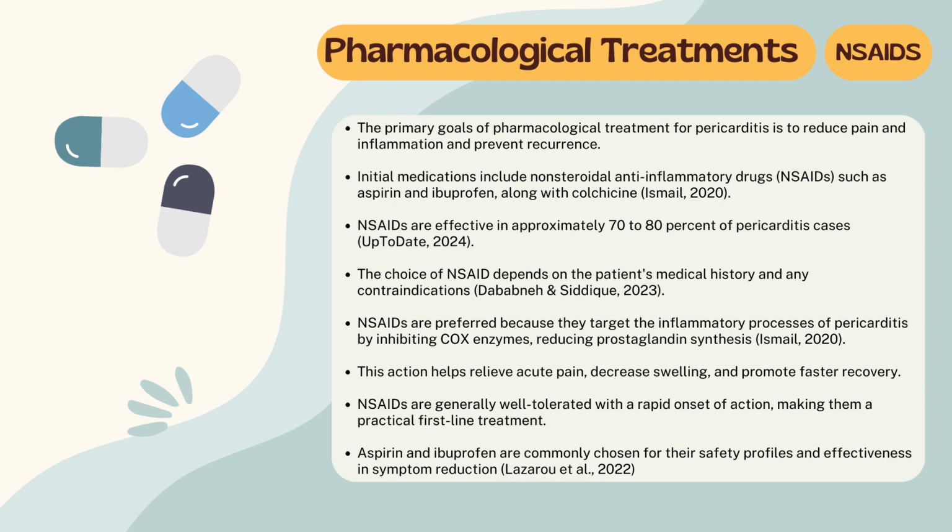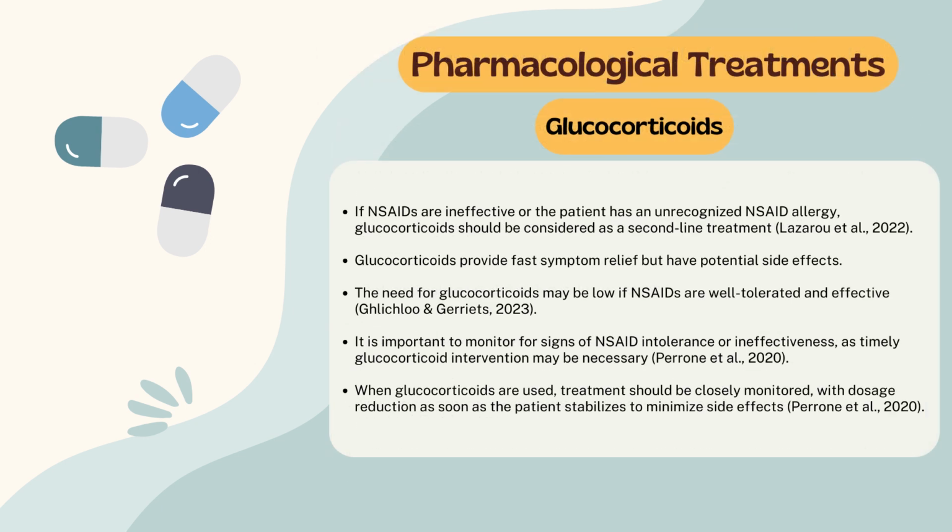Furthermore, NSAIDs are generally well tolerated and have a rapid onset of action, making them a practical first-line treatment. Among the NSAIDs, aspirin and ibuprofen are commonly chosen due to their favorable safety profiles and effectiveness in reducing symptoms. Adding to this, there is also the possibility for the NSAIDs to be ineffective or for the patient to have a previously unrecognized allergy to NSAIDs.